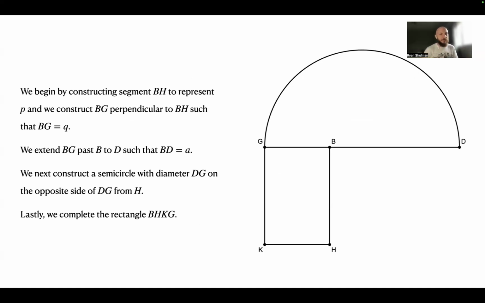So we'll begin by constructing a line segment BH to represent p. So BH is of length p. And we will construct a perpendicular BG, perpendicular to BH, so that BG is equal to q. We will extend BG past B to D so that BD equals a.